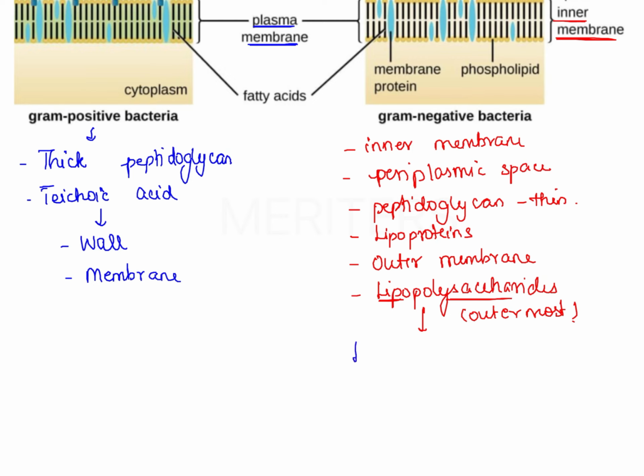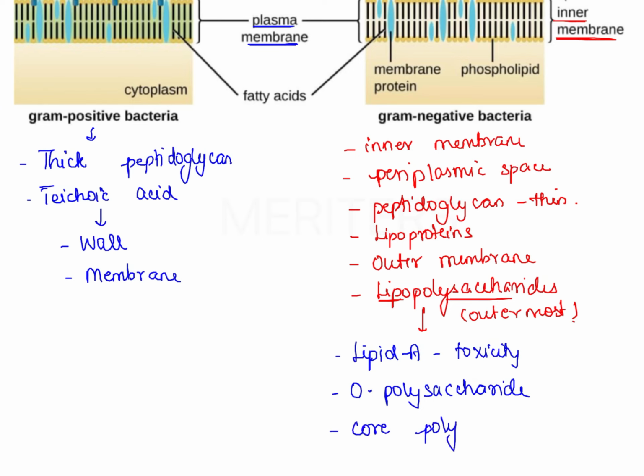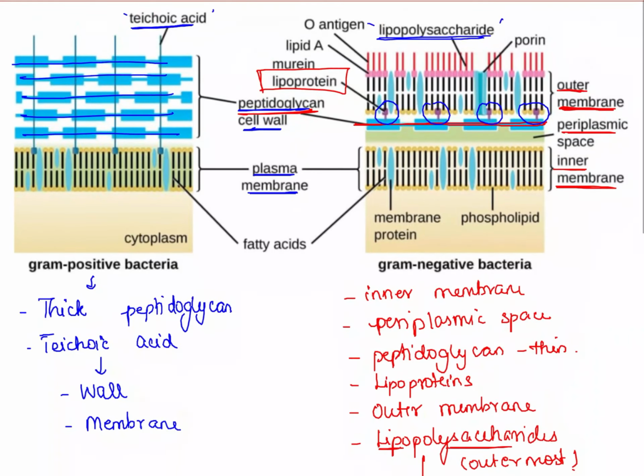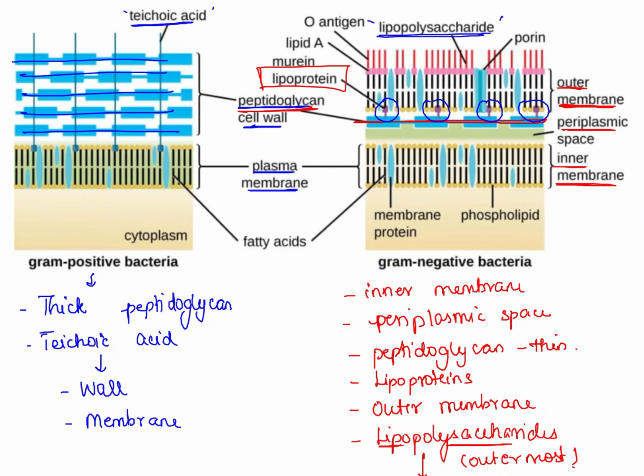It consists of lipid A. Lipid A is responsible for the toxicity, and we have the O antigen polysaccharide. These are the two important components, lipid A and O polysaccharide, but we have another component known as core polysaccharide, which links lipid A to the O polysaccharide. Therefore, lipopolysaccharide units are composed of three components: lipid A, core polysaccharide in the center, and O polysaccharide on the other end. So now we are familiar with the different layers of the gram-negative cell wall.